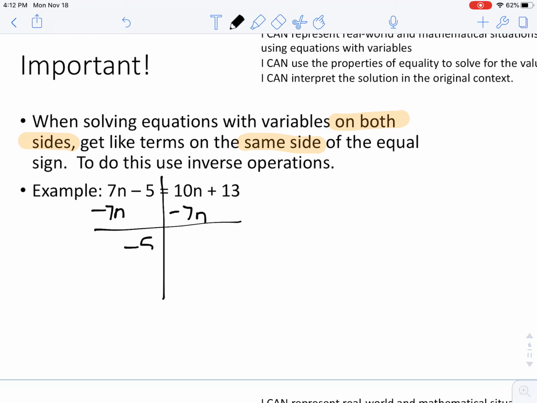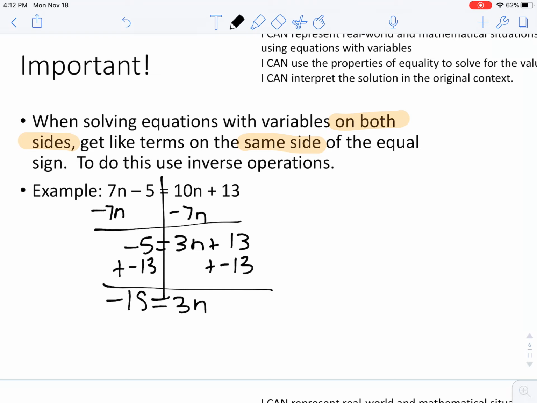I'm left with negative 5 equals 3n plus 13. I'm trying to get n by itself, so I'm going to add a negative 13 to both sides. And I'm left with 3n equals negative 18. Then to get n by itself, since it's multiplication, I'm going to divide each side by 3. I'm left with negative 6 equals n.